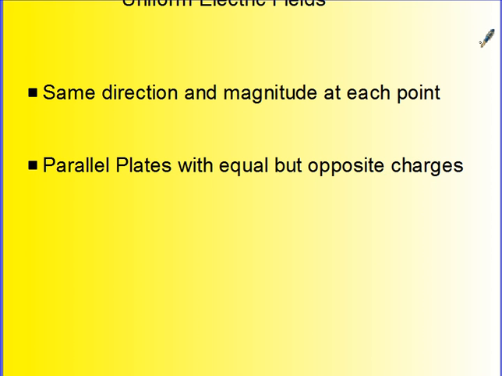Now, if you have a uniform electric field, uniform means just that. It's not changing. So the electric field, we will show it like this: the same direction and magnitude at each point. So if you're here or here or here, the direction of the electric field is the same, and so is the magnitude. So if it's 2 newtons per coulomb here, it's 2 newtons per coulomb here, and 2 newtons per coulomb here.